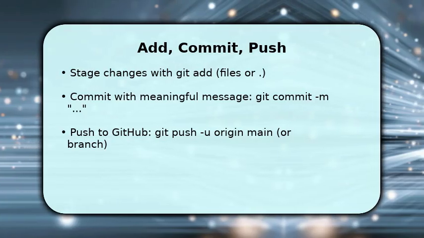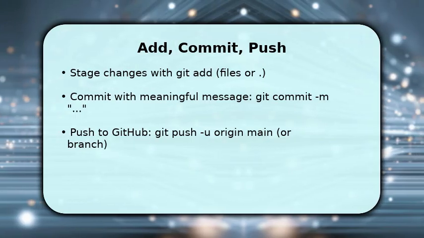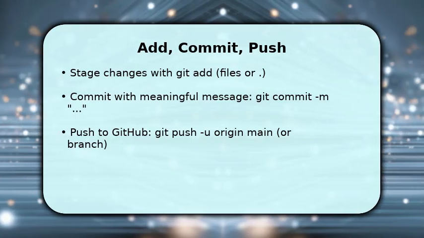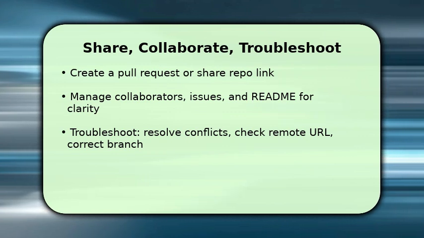Finally, push your commit to GitHub with git push origin main, or push to a branch if you prefer isolated work. To complete sharing, open the repository on GitHub and copy the URL to share or create a pull request if collaborating. This invites reviews and controlled merging.